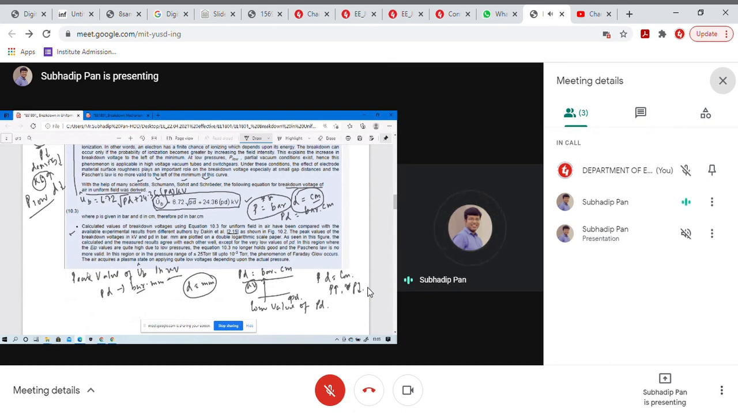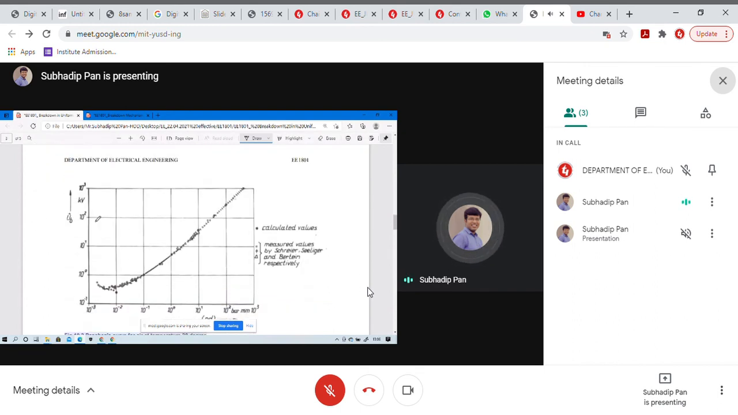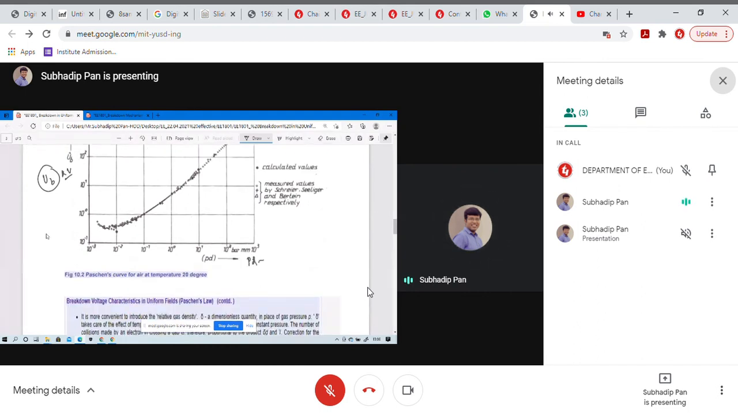of PD. Okay, so in this region we can say that the EP value will be quite high for the low pressure. So here we can see this particular figure, which is the graph between the breakdown voltages, defined by kV, and your PD, that we will discuss.